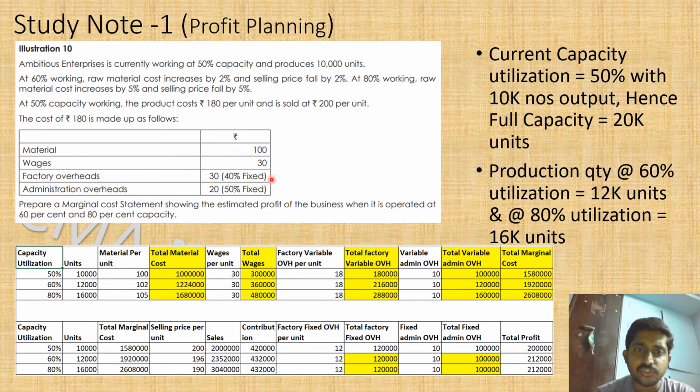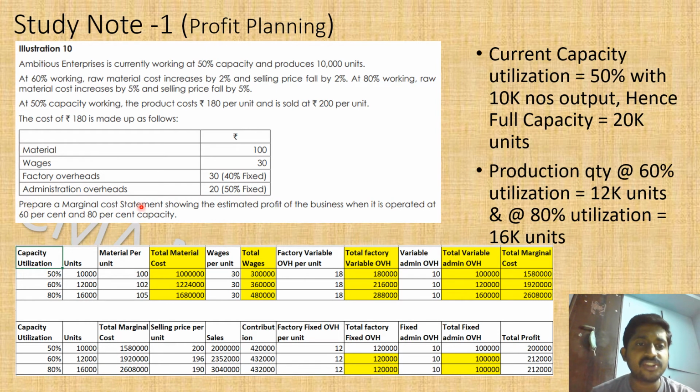40 percent is fixed, which means 60 percent is variable, which is part of your marginal cost. Administration overhead is 20 rupees, which means 50 percent is fixed and the remaining 50 percent is variable, which forms part of your marginal cost. We have to be a little careful in calculating the marginal cost, or we may end up with a wrong calculation of the contribution.